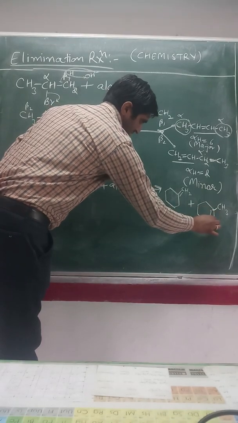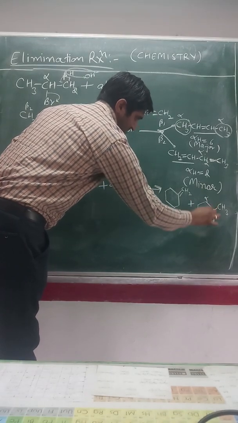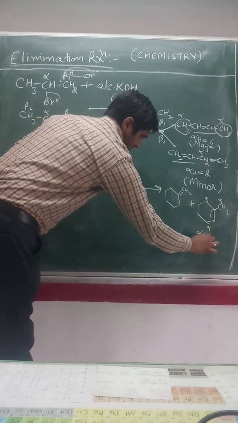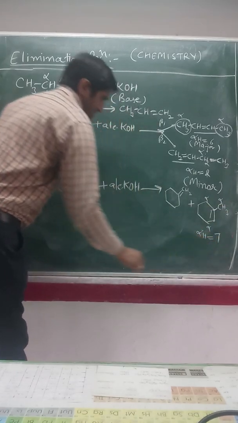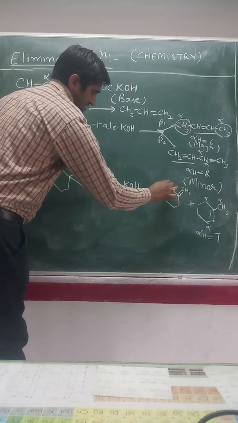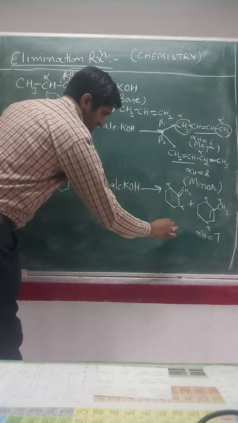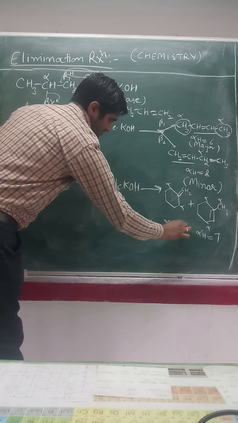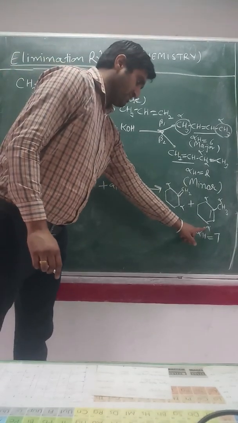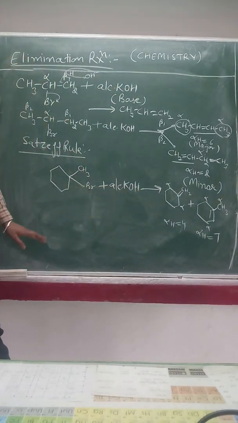This is the alkene, and this is alpha, this is alpha and this is alpha carbon. So the total number of alpha hydrogens is 7. In this case this is the alkene and these are alpha hydrogens. So the total number of alpha hydrogens is only 4. So that's why this is a major product, this is a minor product.